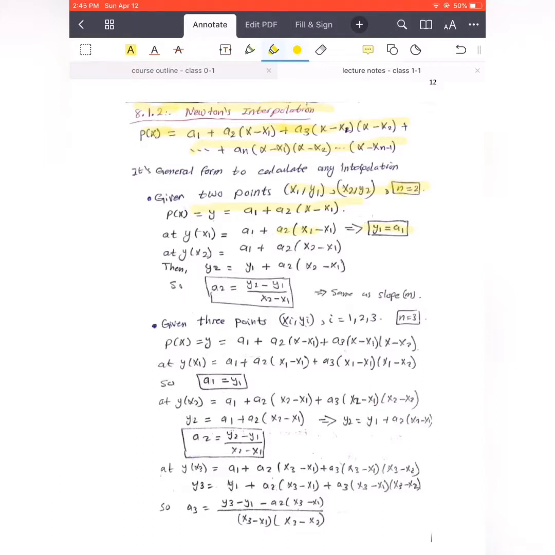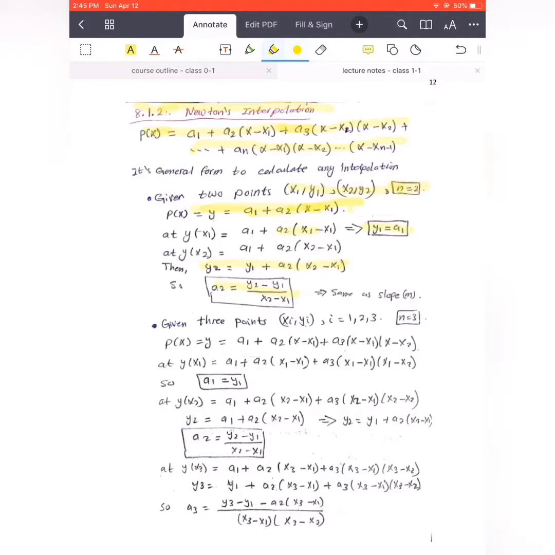How to find A2? Substitute any other value here, but we take the one which is available. x2 is available. Substitute x2 here, and we get this. Now the only unknown is A2. Solve it, take this to the left-hand side, divide by this, and here is the solution. So this is the equation of the straight line, which we know very well. It equals y1 plus the slope times x minus x1.